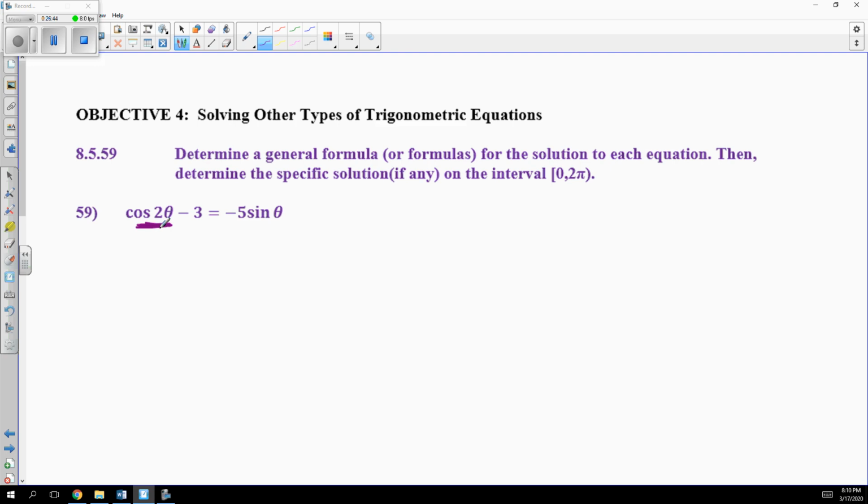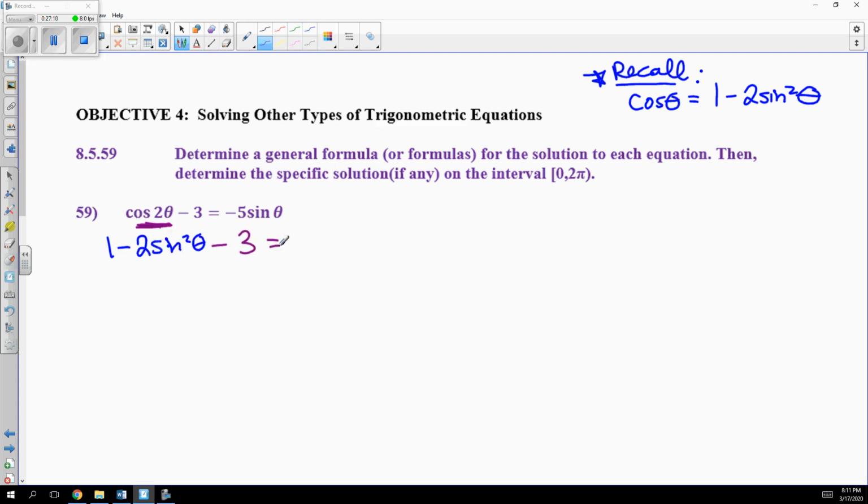You're going to have to go back and look at page 216 with all those double angle and half angle formulas, and you're going to have to recall that one of the formulas for cosine of 2 theta is that cosine of 2 theta is equal to 1 minus 2 sine squared theta. You had them all to look up, and yes, you would still continue to have them all to look up. That's not going to be a big deal. So I'm going to replace this with 1 minus 2 sine squared theta, and then don't forget your minus 3 equals negative 5 sine theta.